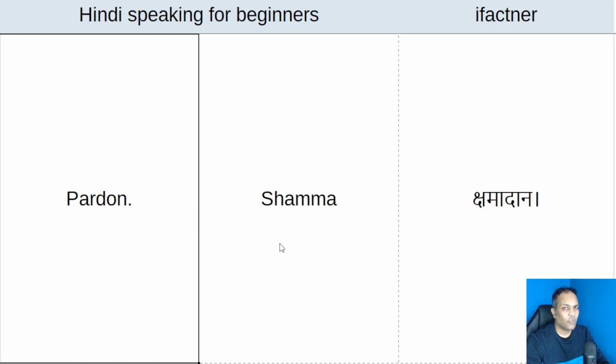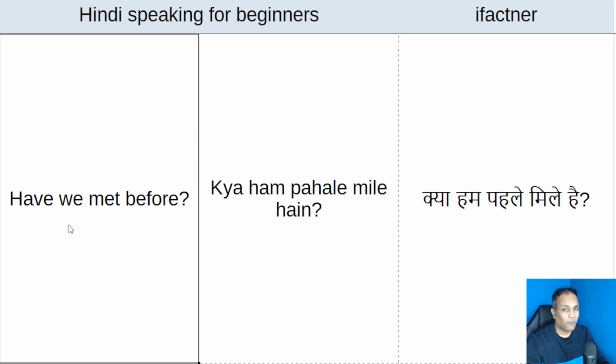Pardon. क्षमा. Pardon me. मुझे क्षमा करें. And simply क्षमा करें. Have we met before? क्या हम पहले मिले हैं? क्या is used to ask a question. हम is we, पहले is before, मिले हैं is met.